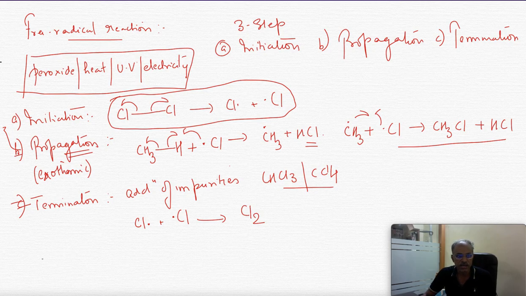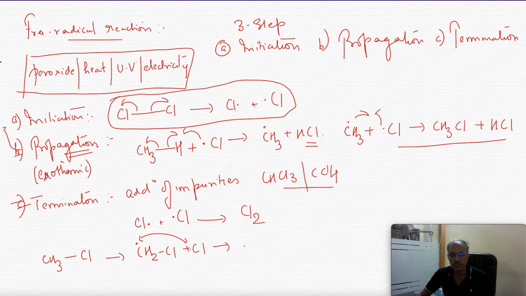So again what will happen? Suppose methyl chloride is there. It again has H, and it will break into CH2Cl dot, and the same thing will happen again. Cl dot is there, and these two will react to form CHCl2 plus HCl. Again it will react with a chlorine radical to give CCl3.